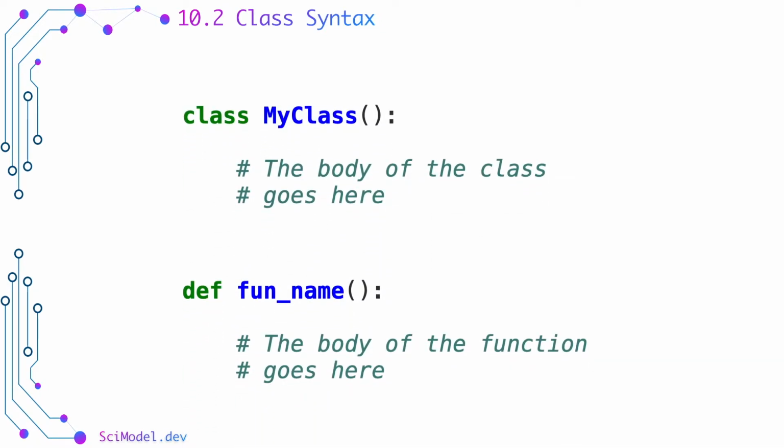We define a class in a similar way to what we do in functions, but we use class instead of def to denote the definition of a class. The name of this class is MyClass.